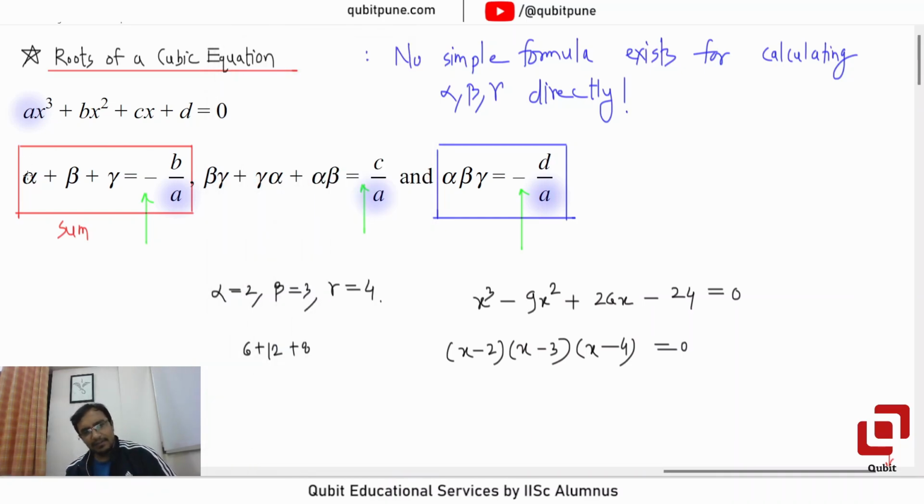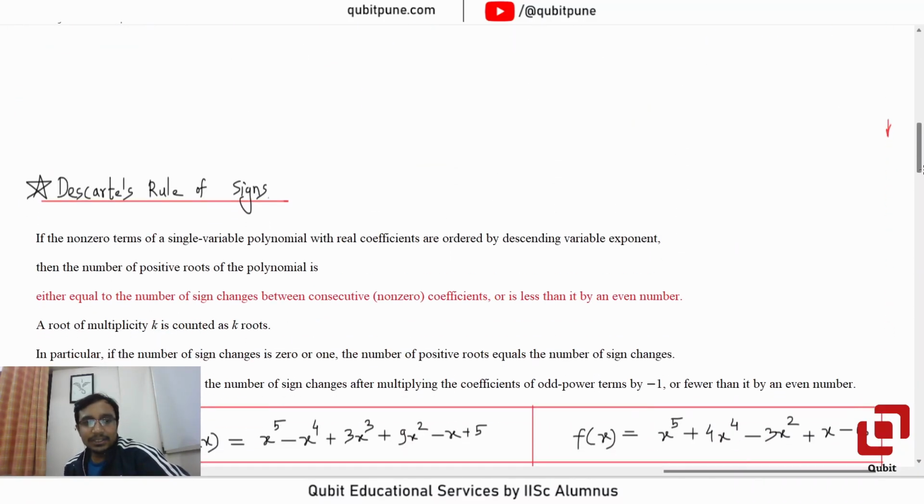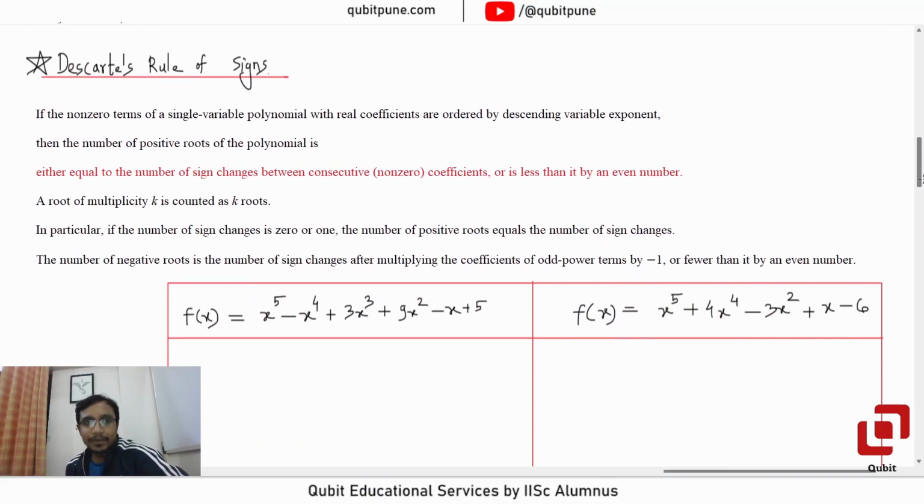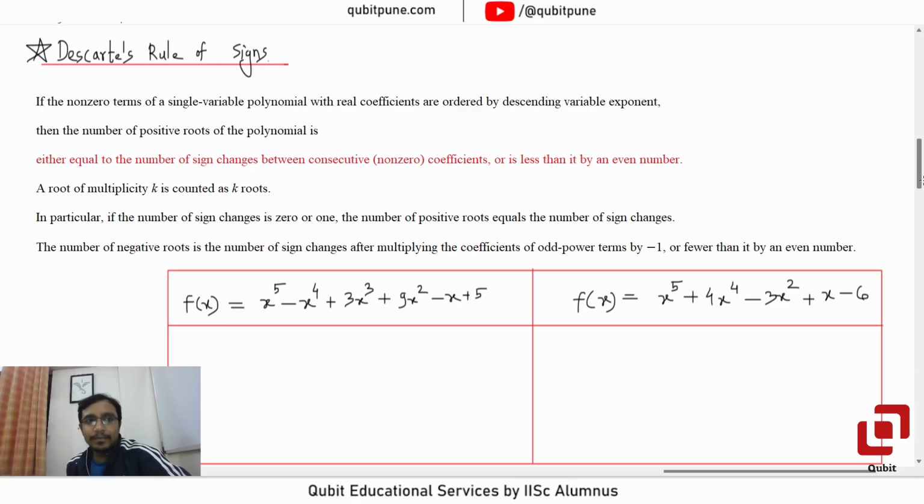Now you can generalize this for a biquadratic equation, quintic equation, or equation of degree 6, or in general any polynomial equation of degree n. Okay. The last part that I want to discuss is Descartes' rule of signs. Do you know this rule? No, sir. Okay. Fine.